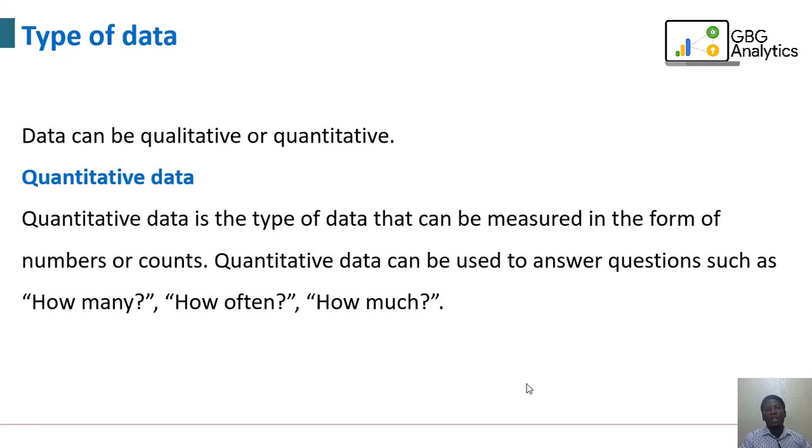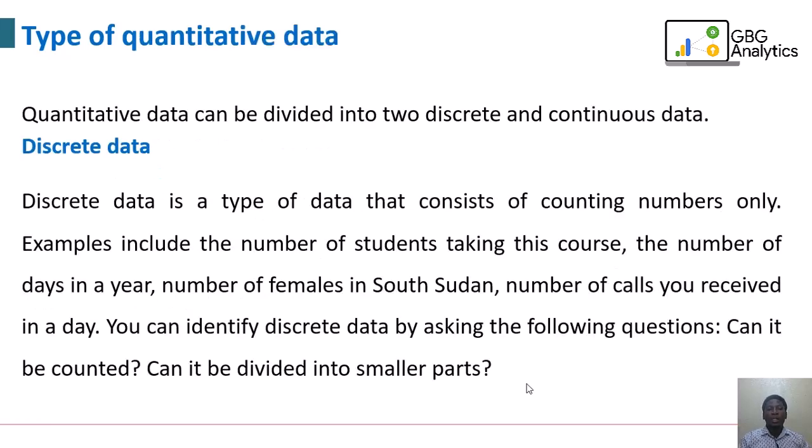Talking about quantitative data, we always have questions such as how many, how often, how much. For example, you may see quantitative data like the amount of money you have right now. This quantitative data is also divided into two. We have discrete data and we also have continuous data.